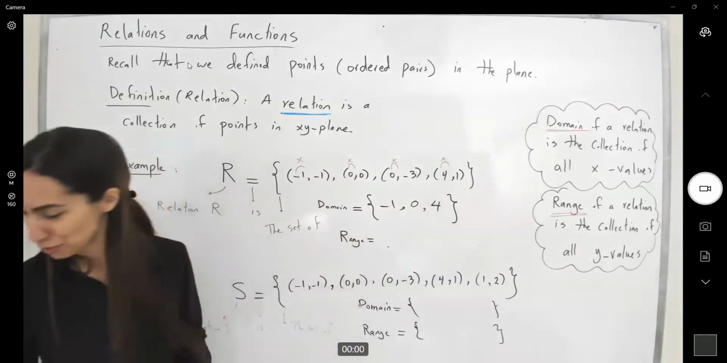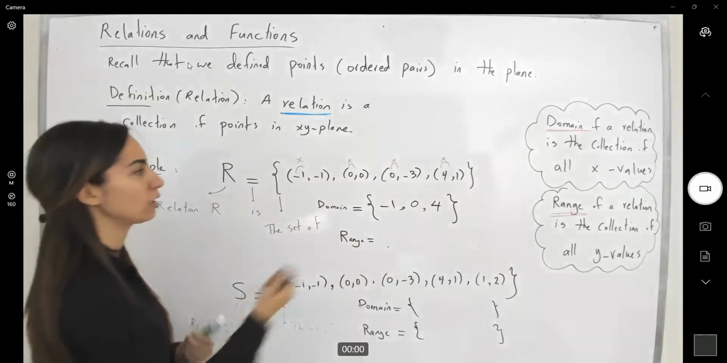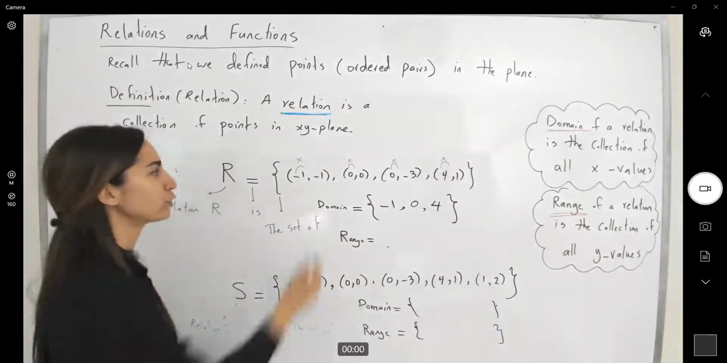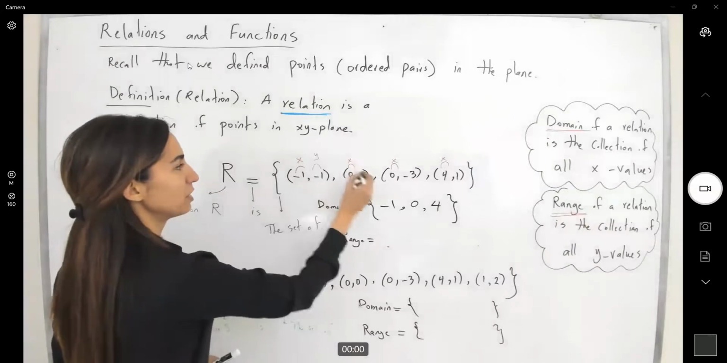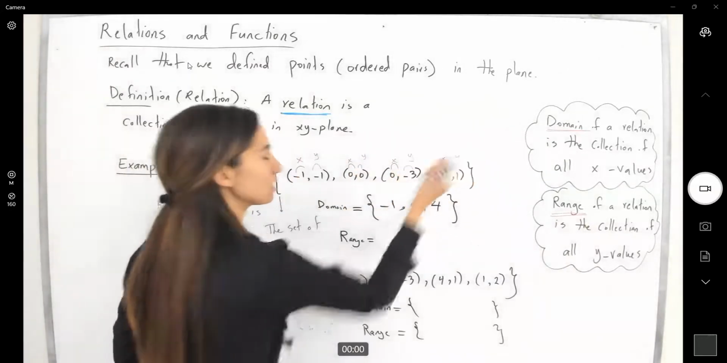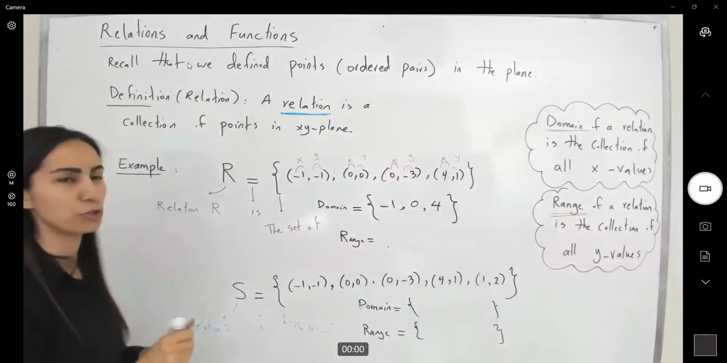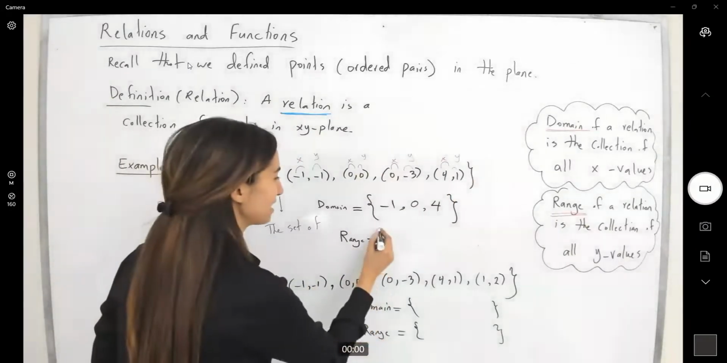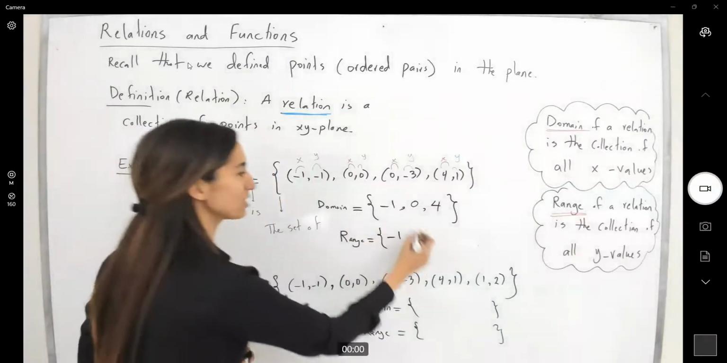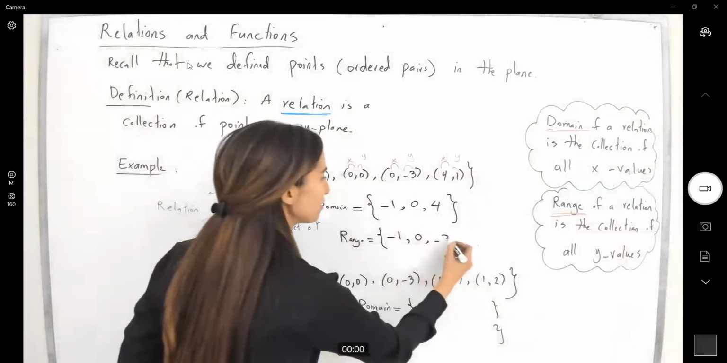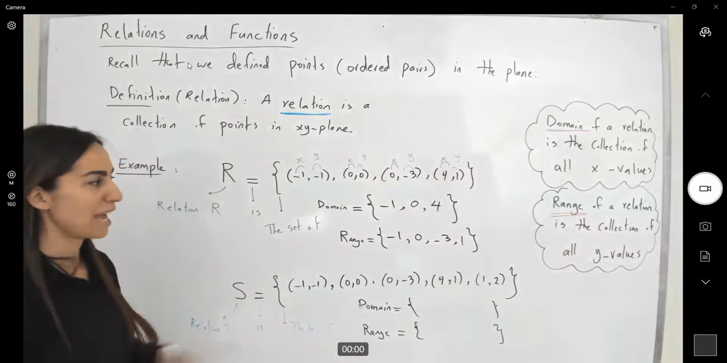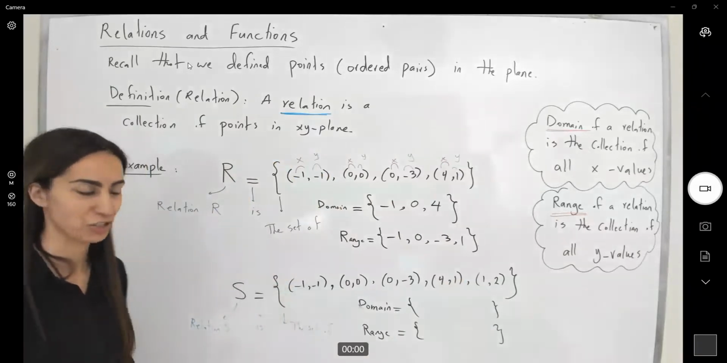Now, what about the range? The range is the collection of all y values. My y values are -1, 0, -3, and 1. I'm going to put them in the same set: -1, comma, 0, comma, -3, comma, 1. So we found the domain and range of the first relation.